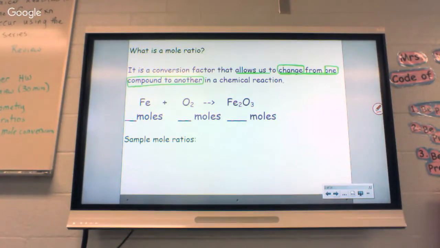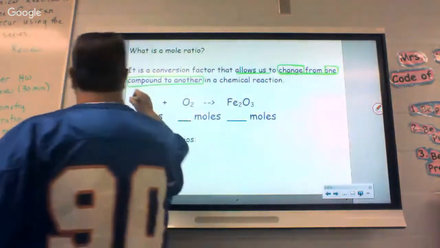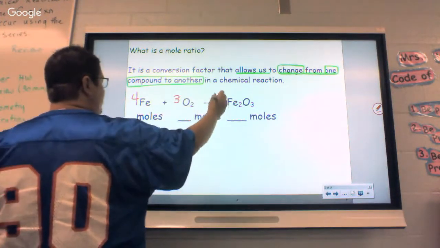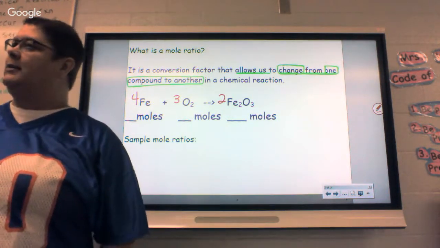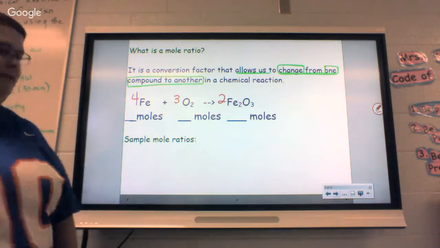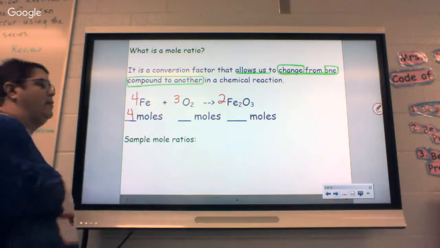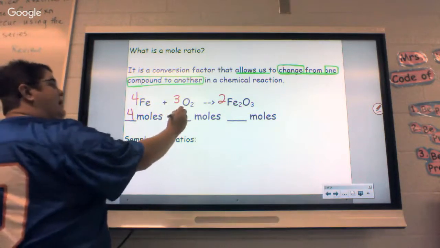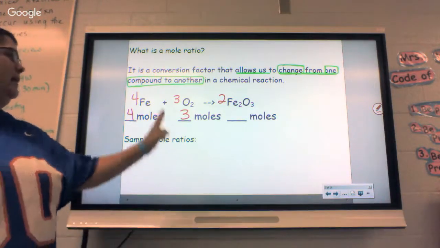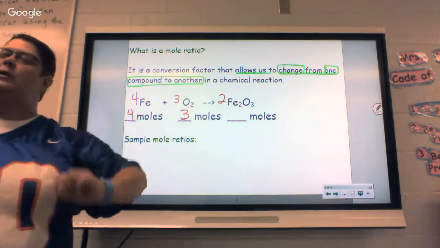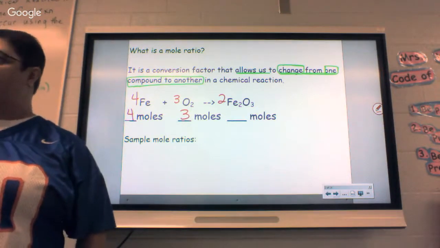All right. So, if we look at the equation, everybody came up with what numbers? 4, 3, and 2, right? Everybody could do this, correct? Now, the nice thing about these numbers, these coefficients, is they tell us the number of moles. So how many moles does iron have? 4. Good. How many moles of oxygen are there? 3. Now, sometimes people try to tell me it's 6, because they multiply the coefficient of 3 by the subscript of 2, but it doesn't work that way. The coefficients are the moles.